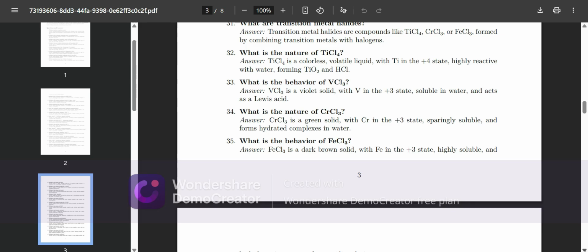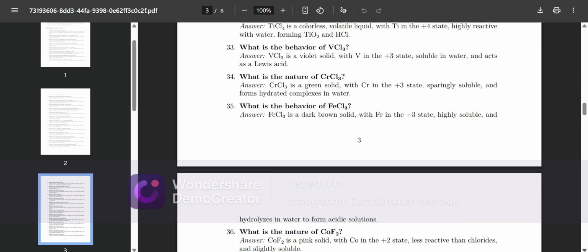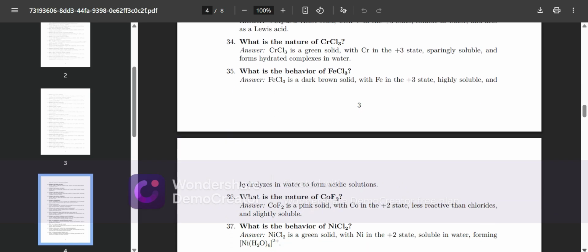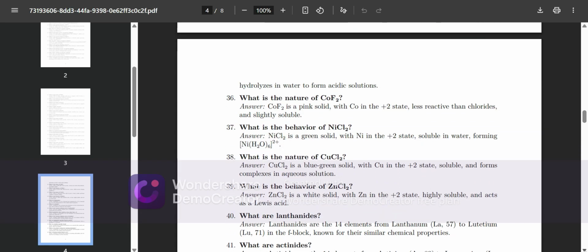What is the nature of CrCl3? CrCl3 is a green solid with Cr in the +3 state, sparingly soluble and forms hydrated complexes in water. What is the behavior of FeCl3? FeCl3 is a dark brown solid with Fe in the +3 state, highly soluble and hydrolyzes in water to form an acidic solution.